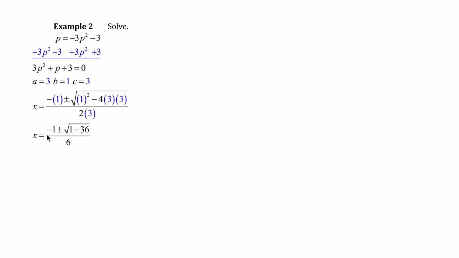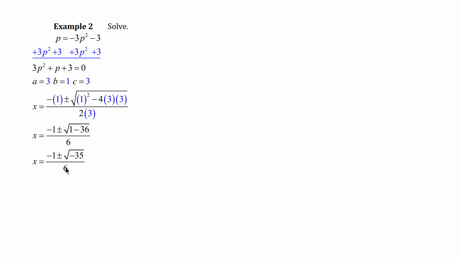Next, we simplify. In the numerator, we have negative 1 plus or minus the square root. 1 squared is 1. Minus 4 times 3 is minus 36. In the denominator, we have 2 times 3, which is 6. So the result is x equals negative 1 plus or minus the square root of 1 minus 36 all over 6. From here, we subtract 36 from 1, we get negative 35. So we have x equals negative 1 plus or minus the square root of negative 35 over 6.